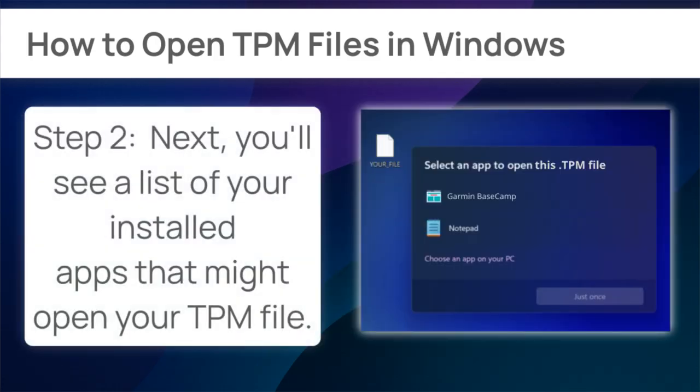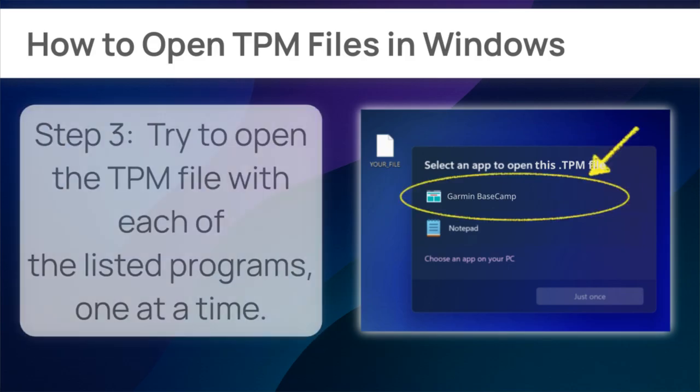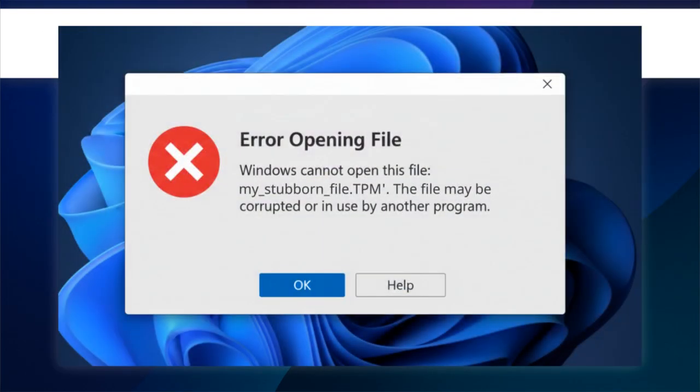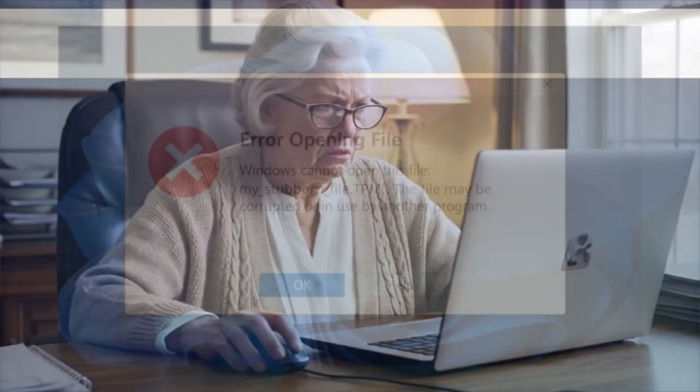Right-click your TPM file, then click Open With. Test Garmin BaseCamp if you see it. If it fails, select the next program in sequence. Methodical testing is best. When your TPM file does not open, it is usually a small issue. This is a truly stubborn TPM file.